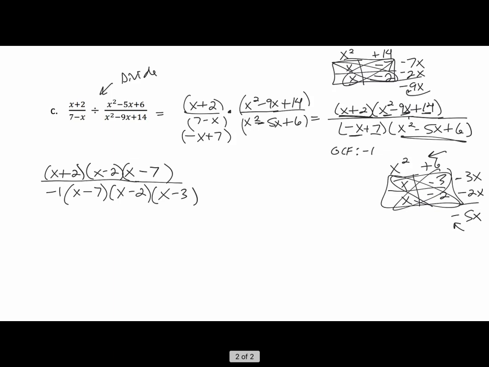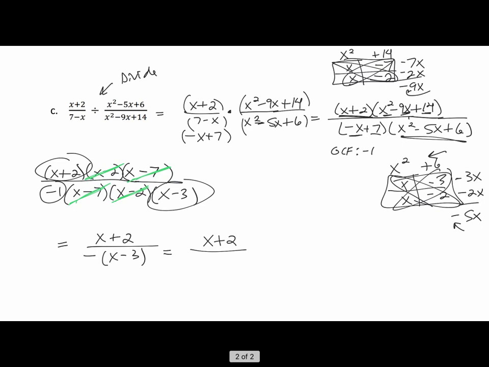Let's go ahead and divide factors, so we can cancel an x minus 2 and an x minus 7. Let's see what is left for us in the numerator. An x plus 2. That's it. And in the denominator, a negative x minus 3. And then I can just go ahead and distribute that negative to simplify that. So it'll be a minus x plus 3 altogether. And that is our simplified quotient.